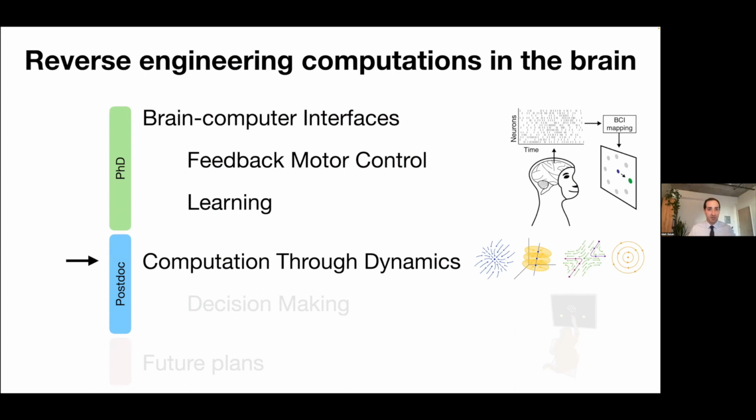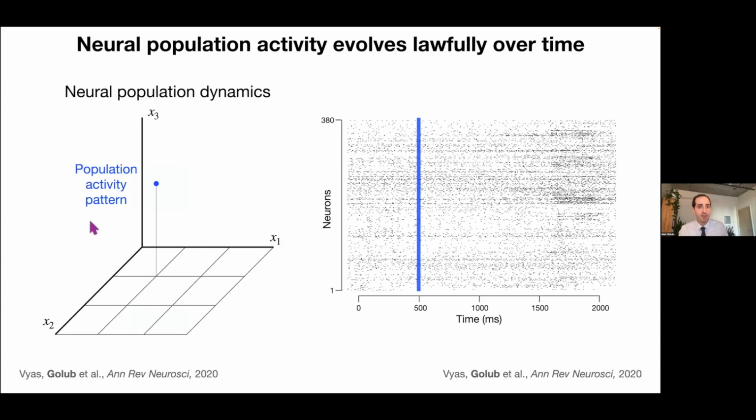Okay, so now I want to switch gears and describe another reverse engineering approach that I've developed, which aims to understand computations in the brain through the network dynamics of neural circuits. So what do I mean by dynamics? Well, so far we've been talking about neural activity patterns as a point in a neural space. But these population activity patterns don't exist in isolation; rather, they evolve lawfully over time as a neural trajectory. So neural population dynamics govern how this neural trajectory unfolds over time.